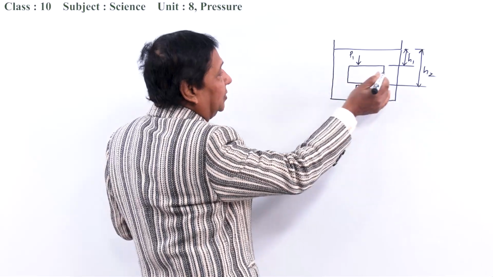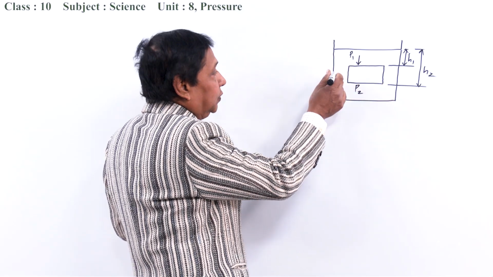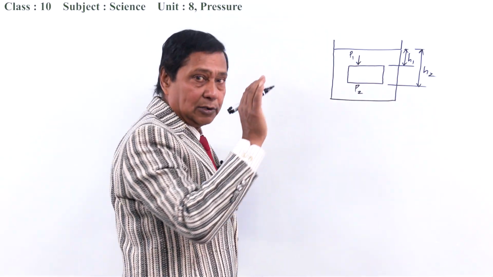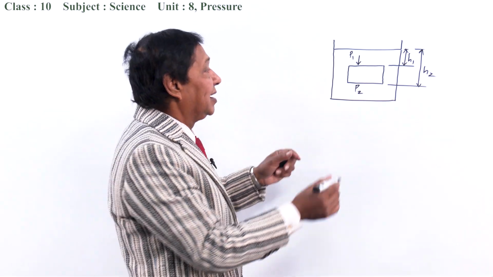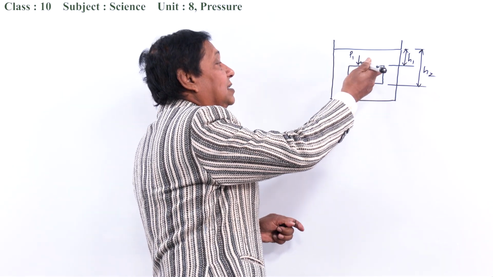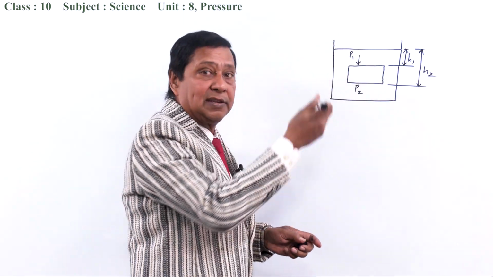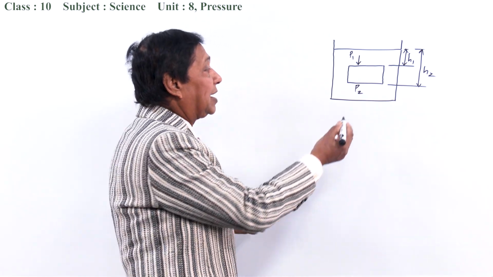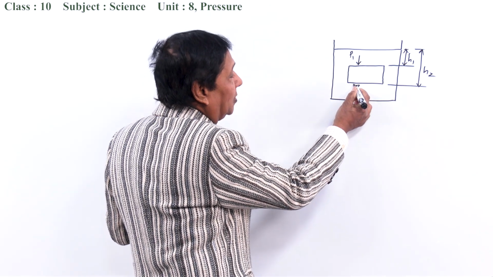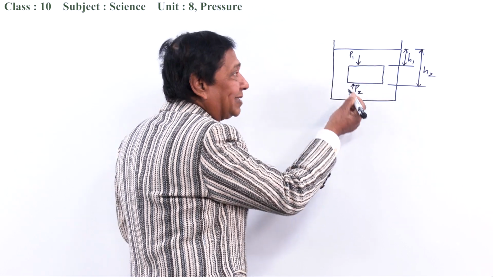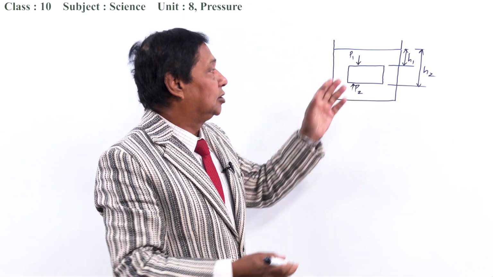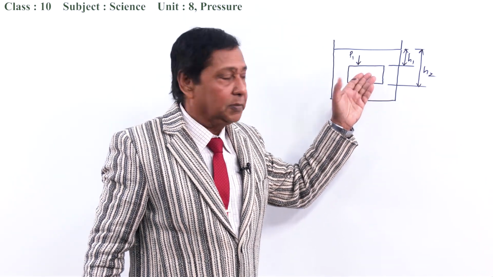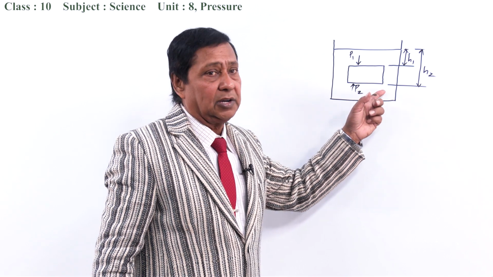Pressure acting on this surface and this surface are equal, and force acting on these two surfaces are also equal. That's why they cancel each other. In the same way, the force and pressure acting from the front side and back side are also equal, and they cancel each other. But the pressure acting from the bottom of the object is greater than the pressure acting from the upper part of the body, because pressure of liquid depends upon depth of the liquid.